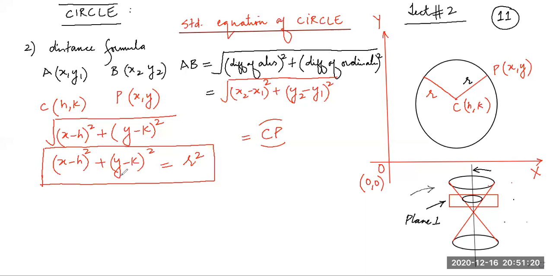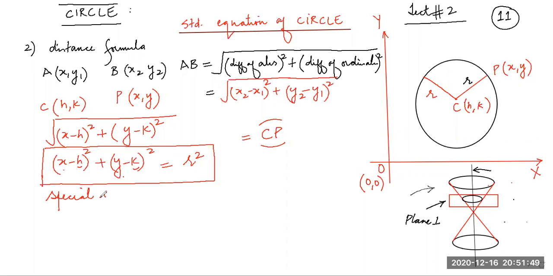Here, what are x, y? Any general point on the circumference of the circle. And Ishma, what is h? h is the abscissa of the center. And what is k? k is the ordinate of the center. All right. So this is very great. Now, students, imagine a special case.